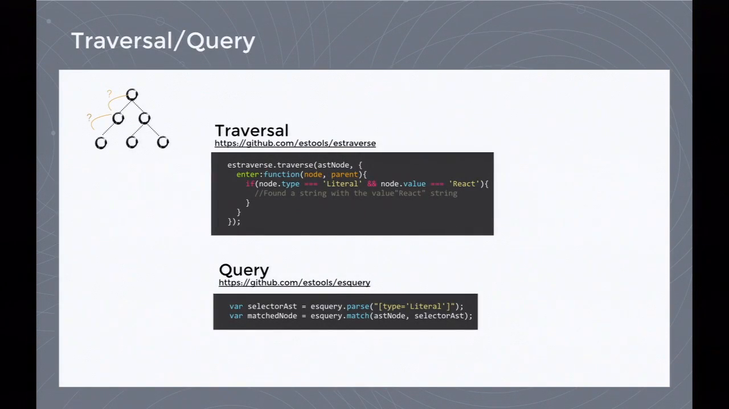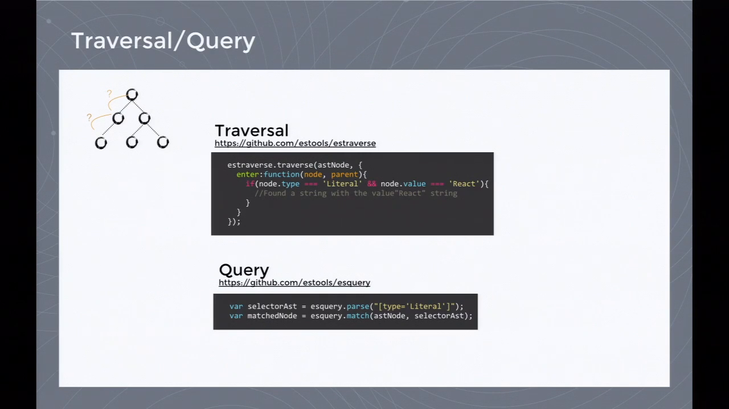In terms of traversal and query, ESTraverse is a really popular way to do this. It's a pretty basic API over a depth first search. It exposes enter and exit methods, so as you're descending down your tree, enter will be called on the way down, and exit will be called on the way up. So it's a pretty simple way of traversing your tree.